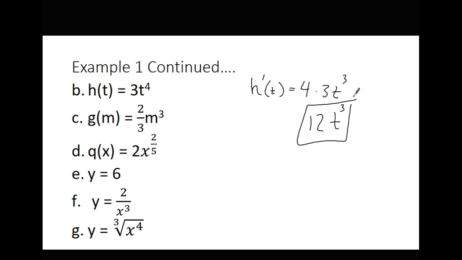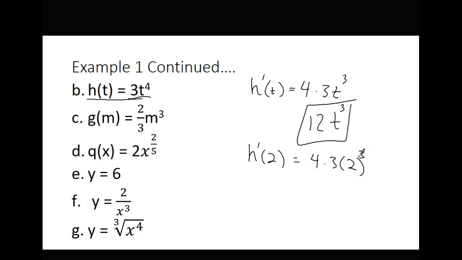Cool? So this formula here, 12t cubed, will tell you the slope of this function at any point. So for instance, if I asked you, what's the instantaneous rate of change of h at t equals 2? You would take your derivative and you plug in 2. And that would tell you the slope of the tangent line when t equals 2. So just for the heck of it, let's do that real quick.